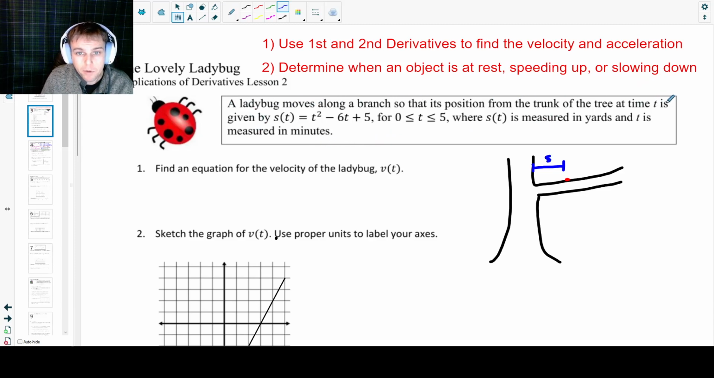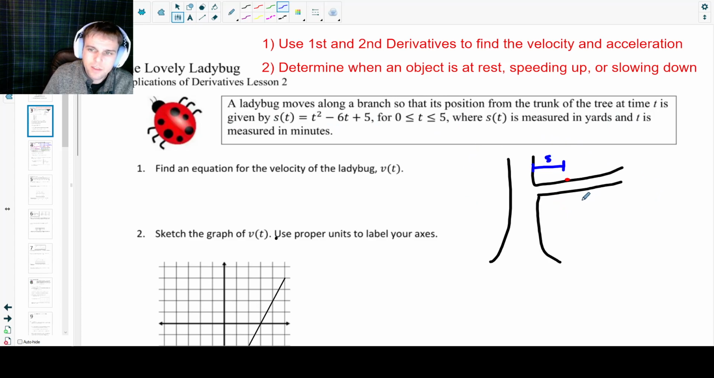A ladybug moves along a branch so that its position from the trunk of the tree at time t is given by the following function, s of t. That function is good for t values between 0 and 5. S of t is measured in yards, and t is measured in minutes.